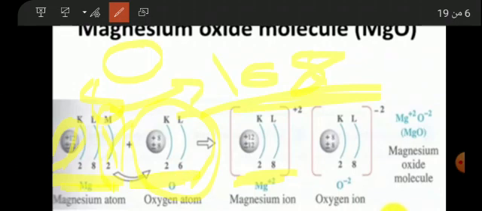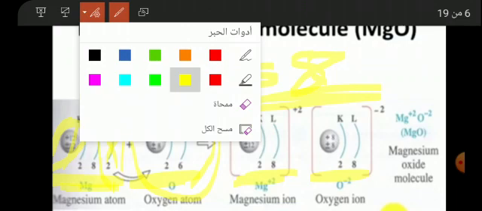Okay, so the attraction between them will form what? It will form magnesium oxide molecule. How did this happen? Look with me.